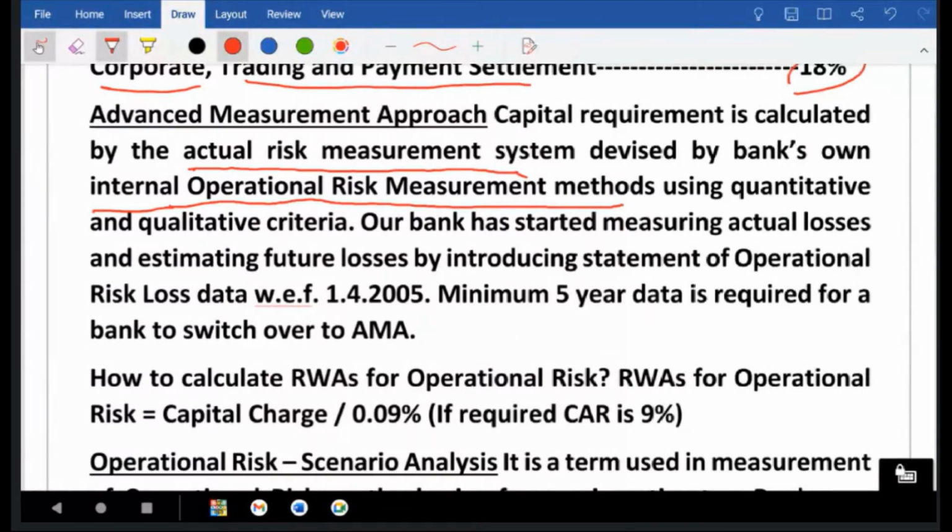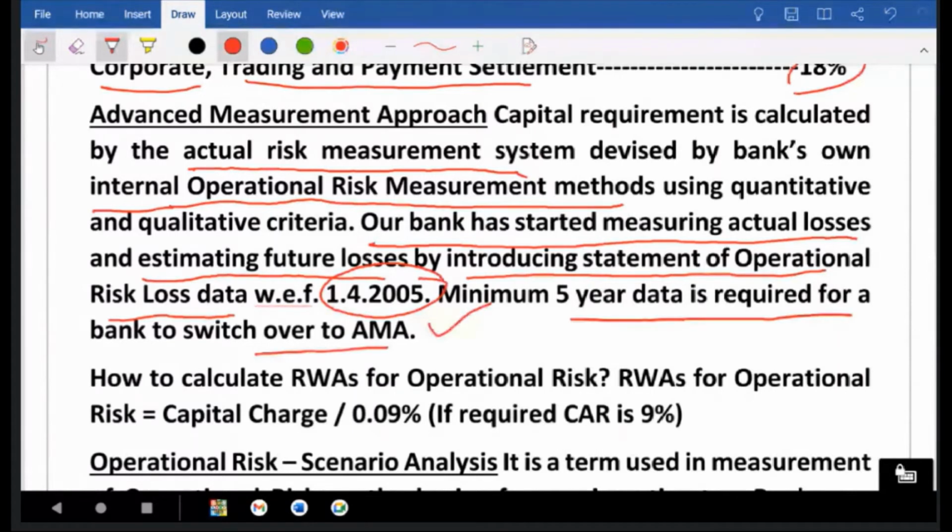Our bank has started measuring actual losses and estimating future losses by introducing a statement of overall risk loss data with effect from 2005. For this purpose, a minimum of 5 years of data is required for a bank to switch over to AMA, the Advanced Measurement Approach. So they have to correlate and prepare the statistics on where the loss is. For that purpose, they have to create the risk factor, that means how much risk is there.